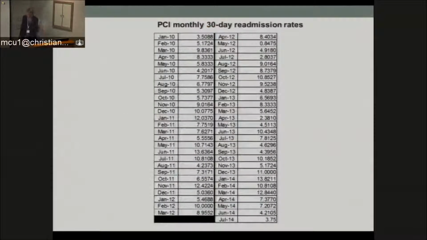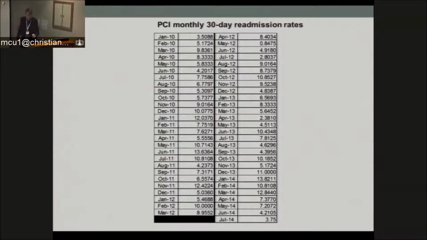Okay, so here's the data I'm going to analyze. This is monthly 30-day readmission rates from January of 2010 through July of 2014 at Christiana Care. What I've done is take all the patients who were readmitted in that particular month and get an average for each month. So that's the data.